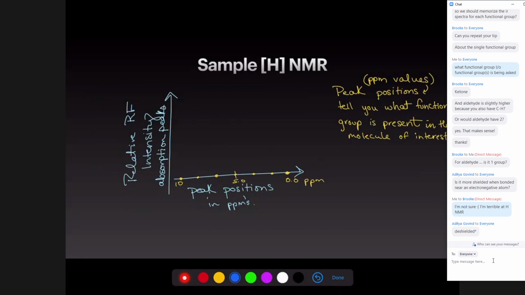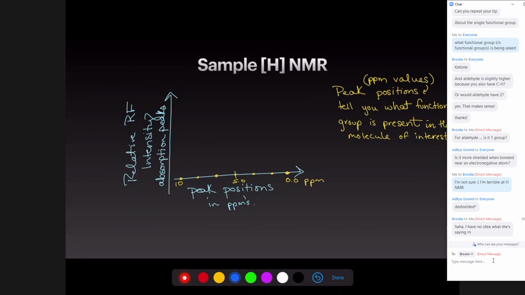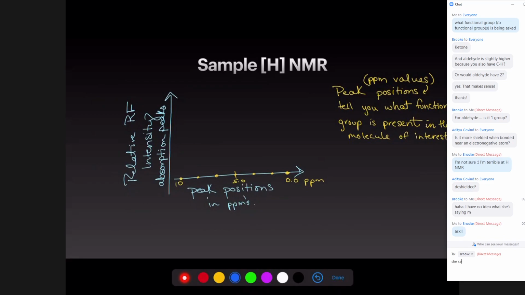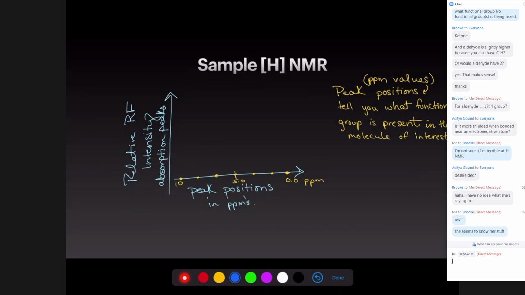So here's a sample. On the y-axis, you will have the intensity absorption peak, which is the RF values. And then on the x-axis, you have the peak positions in parts per million, which range from 10 to 0. Peak positions tell you what functional group is present in the molecule of interest.